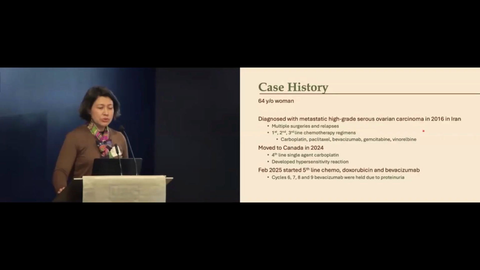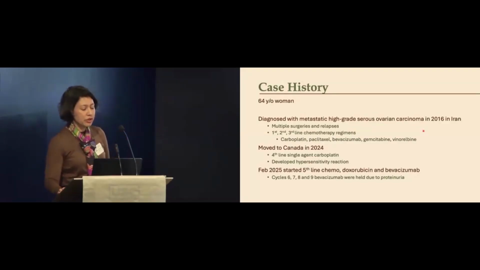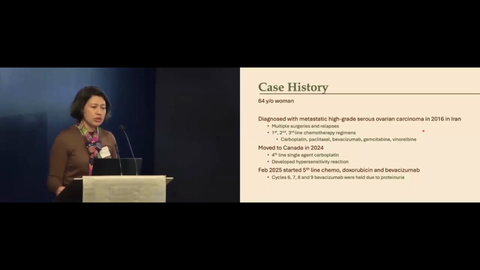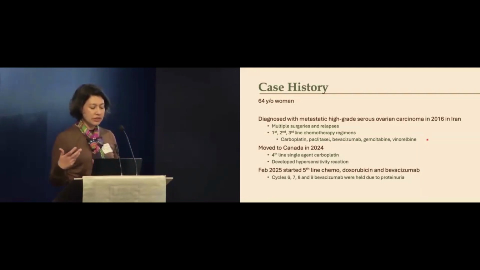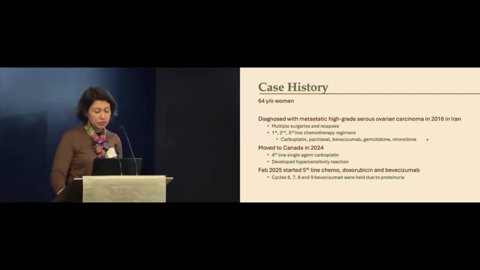She was diagnosed with a metastatic, very aggressive ovarian cancer in 2016 when she was living in Iran. And there she had multiple surgeries, but also multiple relapses, and she underwent multiple chemotherapy regimens. So she went through 3 different lines of chemo. Listed below are the different agents used, different combinations, and different amounts of each. She did move to Canada in 2024, and there she was started on her 4th line of chemotherapy, which was a single agent, carboplatin.